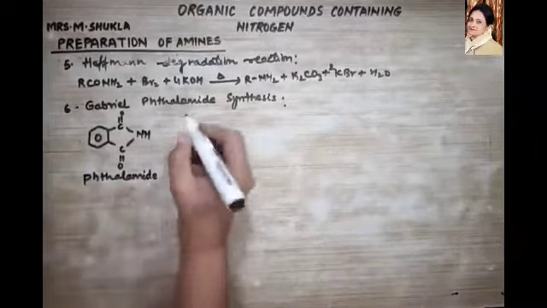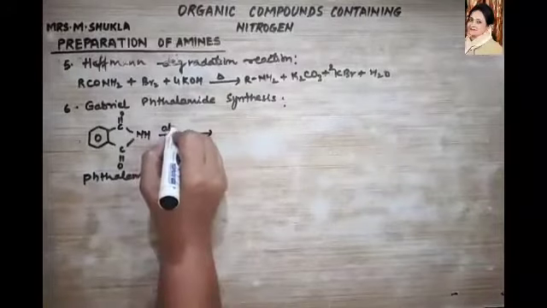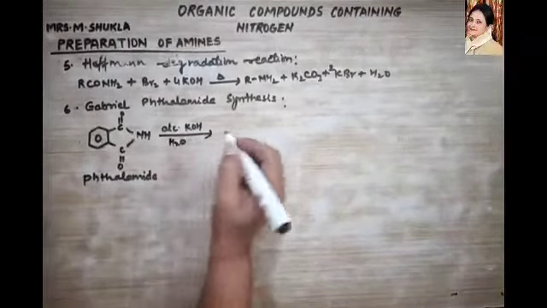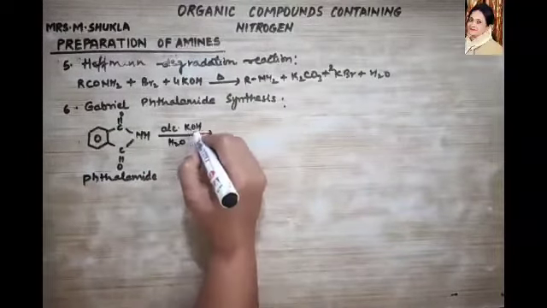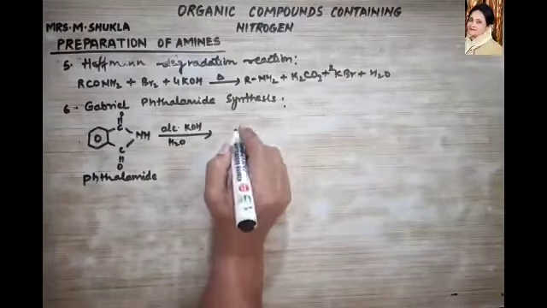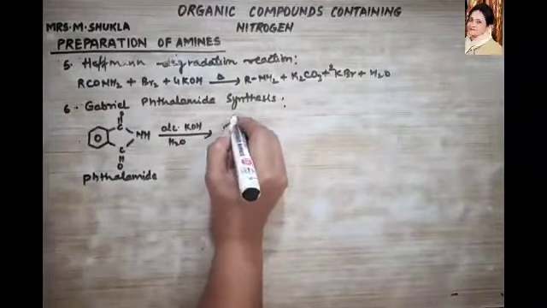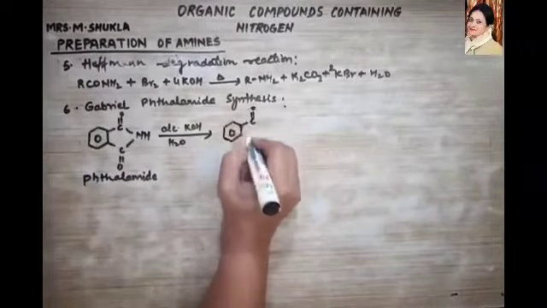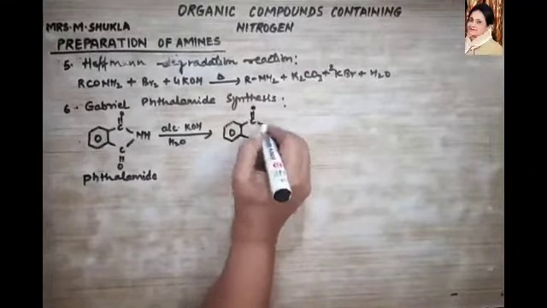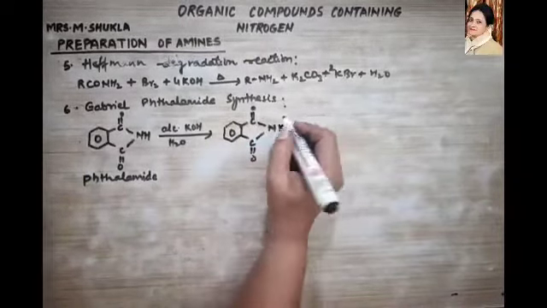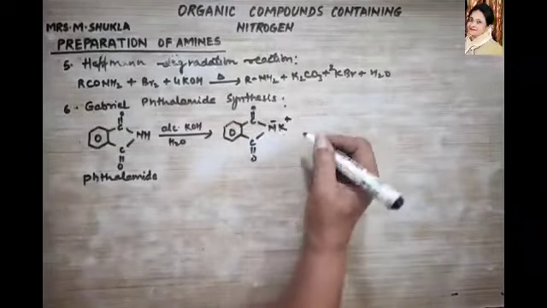Okay, when this is treated with alcoholic KOH in the presence of water, what is it going to give? Because we are using KOH, it is going to give us potassium phthalimide. So let us look at the structure of potassium phthalimide, right? NK. Is this clear? This will be minus, this will be plus.